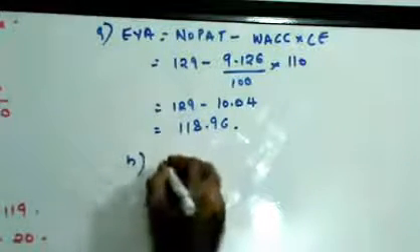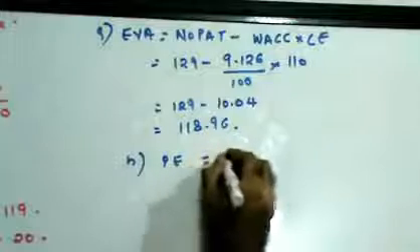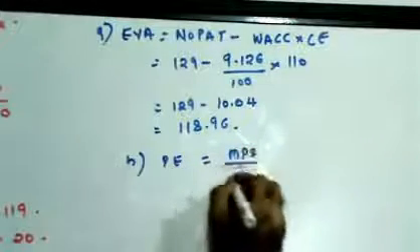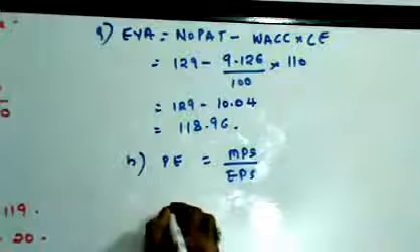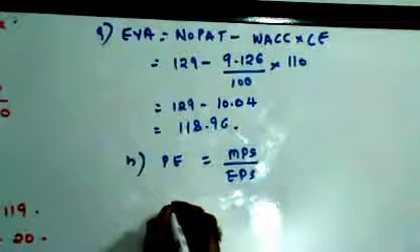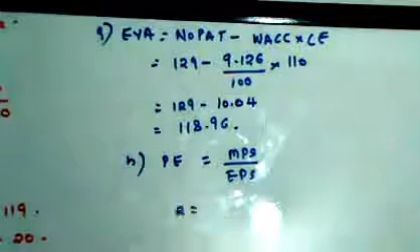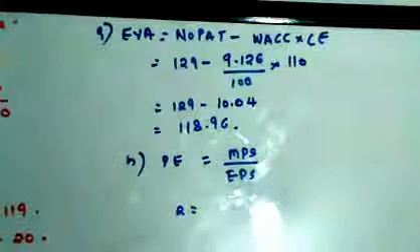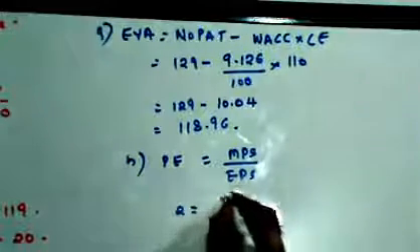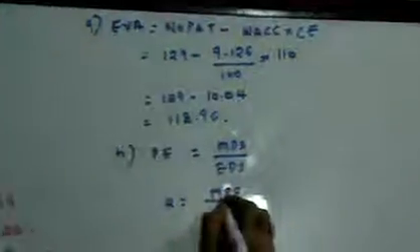So first of all, I can say that PE ratio is nothing but MPS upon EPS, right? PE ratio is given to you as 2. MPS is not given to you. EPS they have given you is 23.8. So in that case, 47.6. Right, my market price of the share is 47.6.